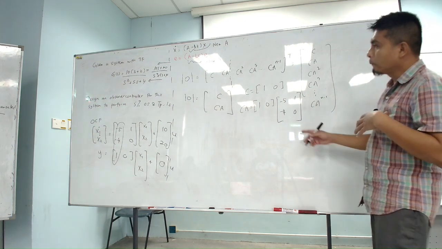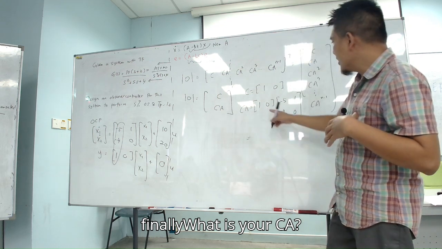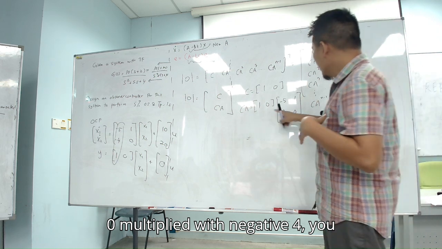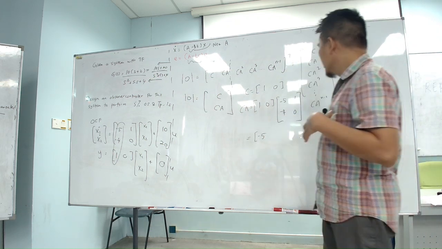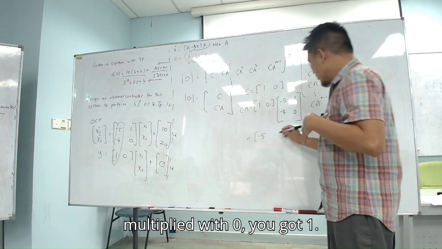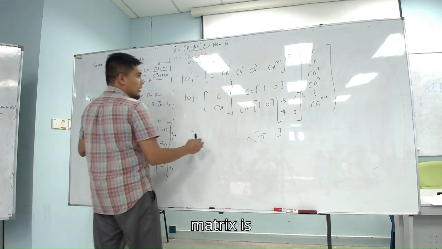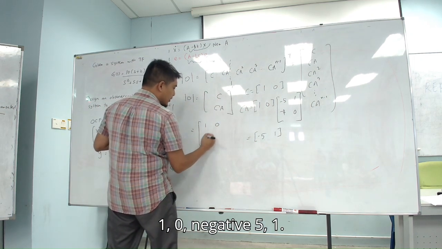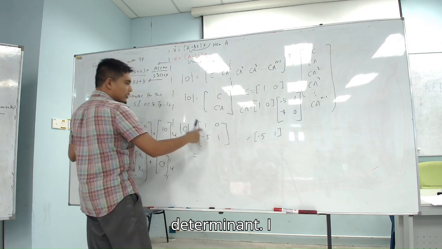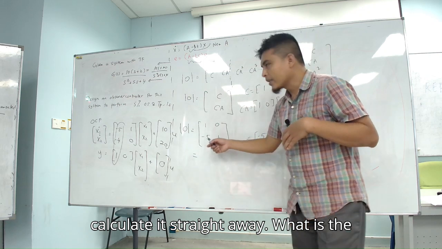Okay. So finally, what is your CA? 1 multiplied with -5 plus 0 multiplied with -4, you get -5. 1 multiplied with 1 plus 0 multiplied with 0, you get 1. So finally, your observability matrix is 1, 0, -5, 1. And then you need to find the determinant. I believe you can calculate it straight away. What is the determinant value?